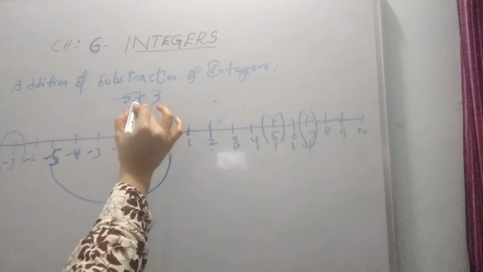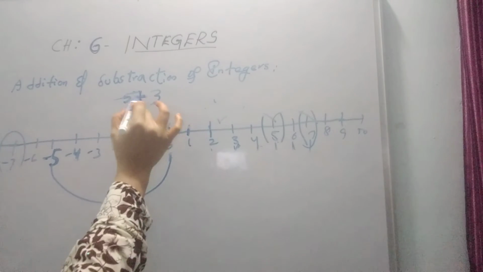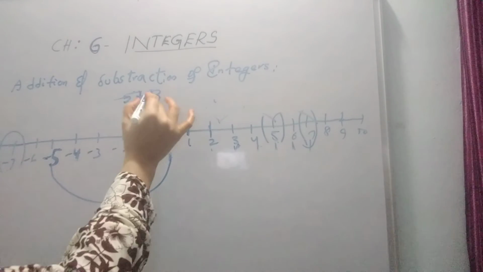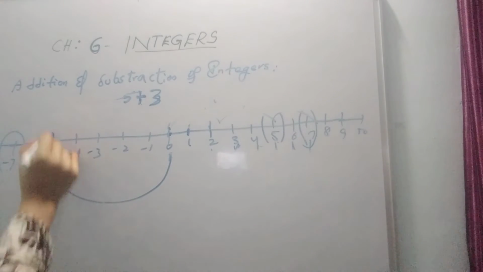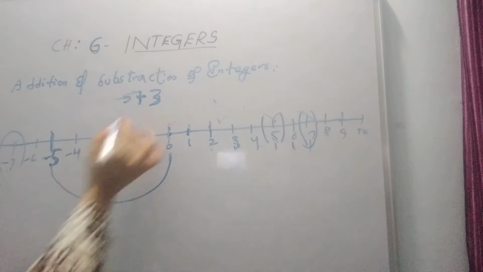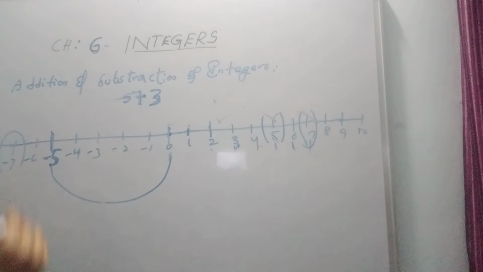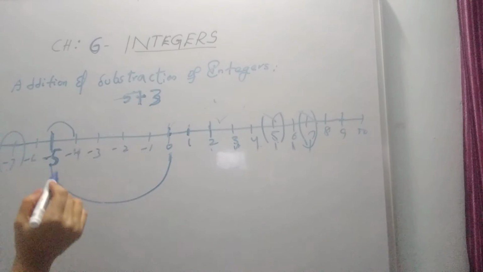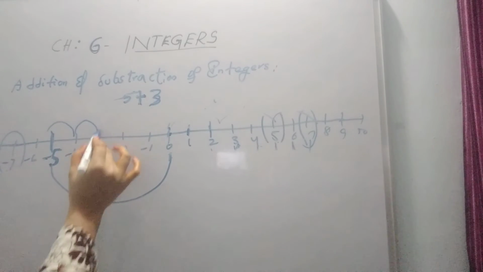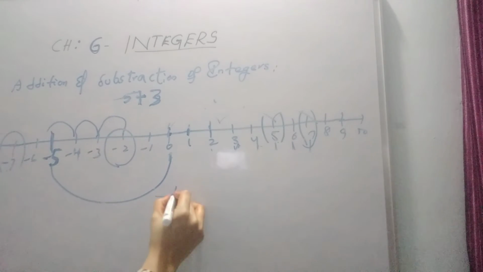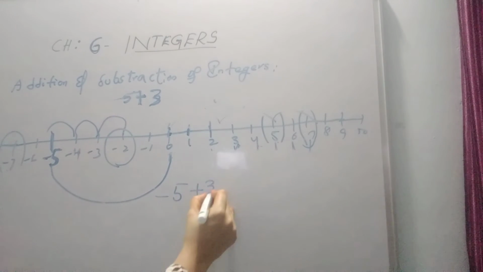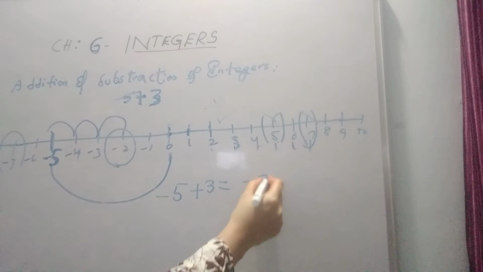And then you have to plus here. So we have to go right jumps. Plus 3. That means here we have to jump right side. Plus means we have to jump right side. 1, 2 and 3. What will come here? Minus 2. That means minus 5 plus 3 equal to minus 2.